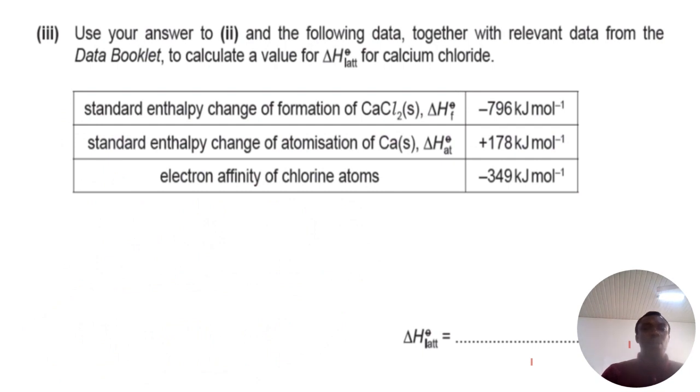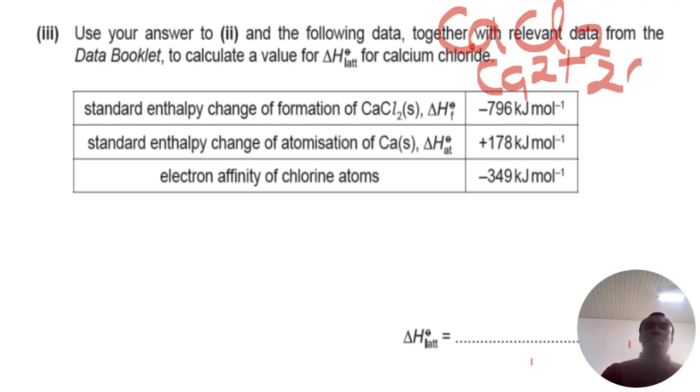So this is an example of a typical examination question. Use your answer to II and the following data together with relevant data from the data book to calculate a value for the lattice energy for calcium chloride. Calcium chloride is an ionic compound, CaCl2. So calcium consists of Ca2+ and 2Cl-. It's an ionic compound. An ionic compound consists of an aggregate of oppositely charged ions.